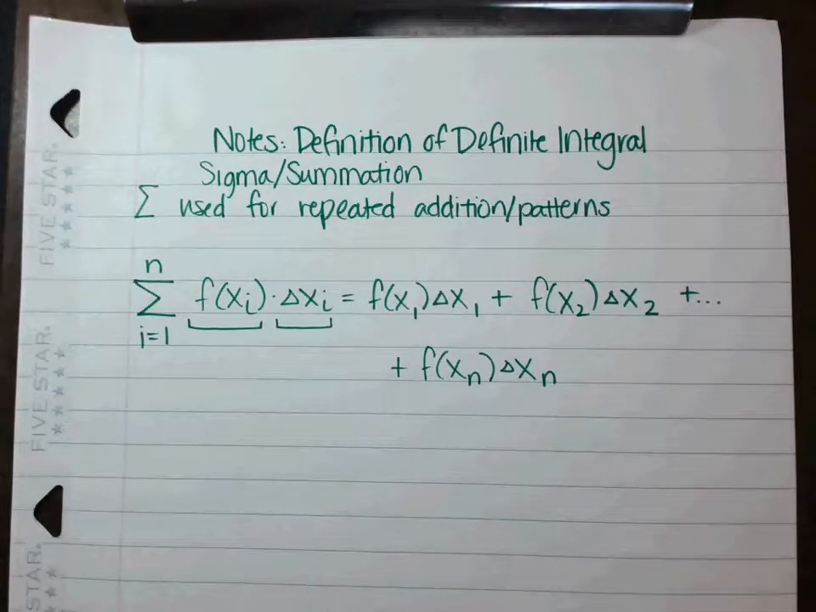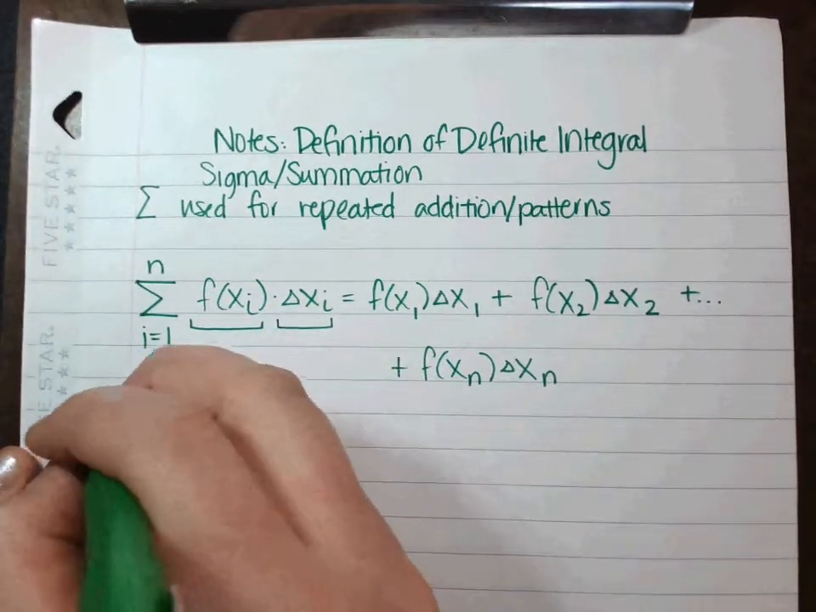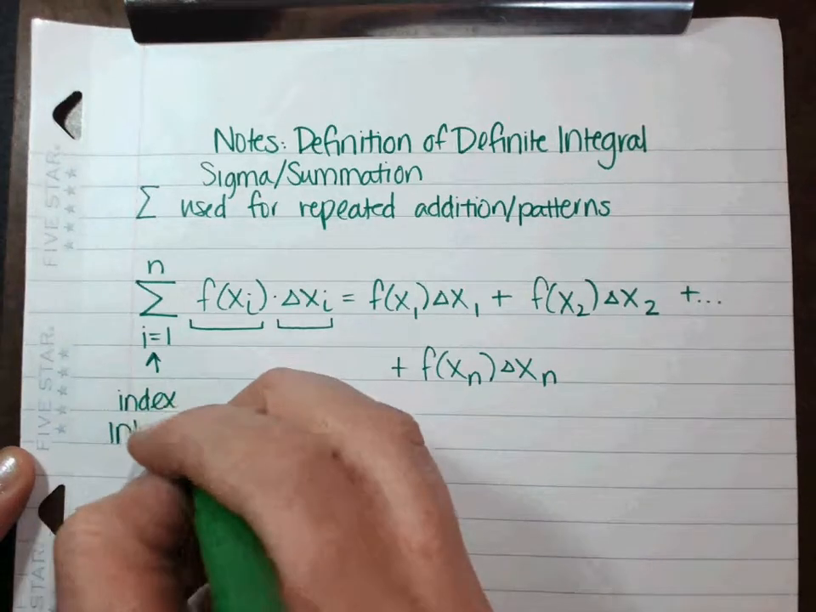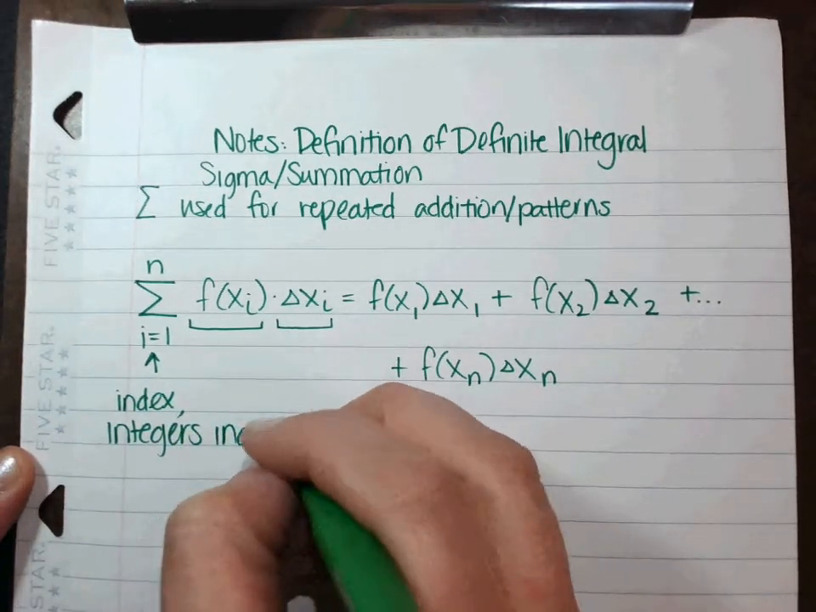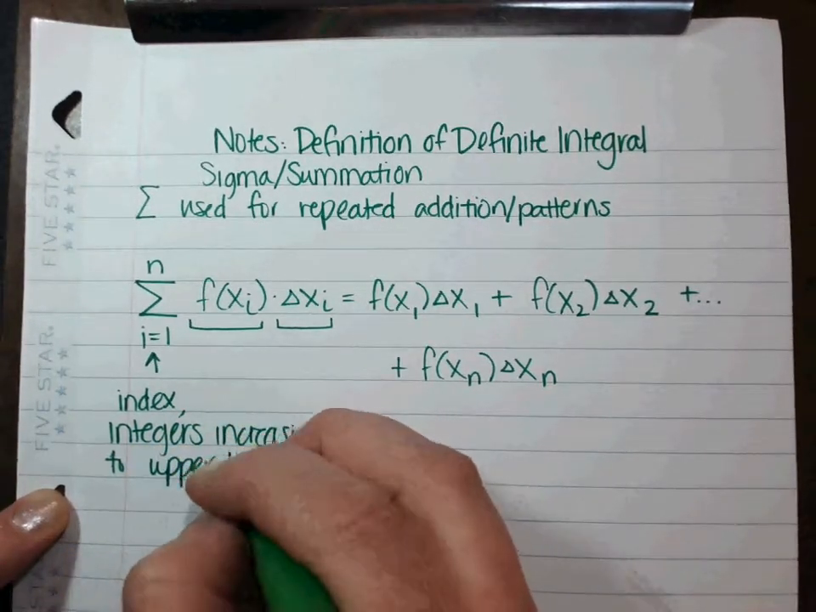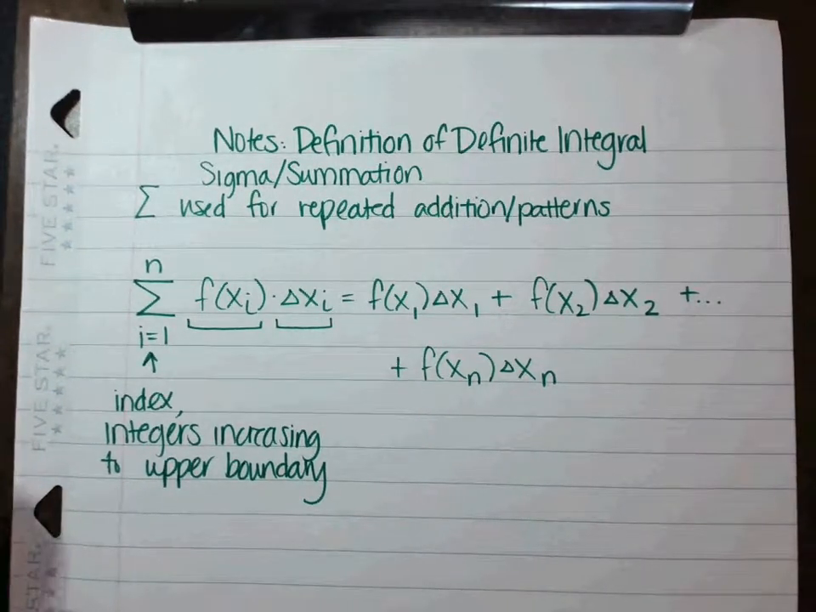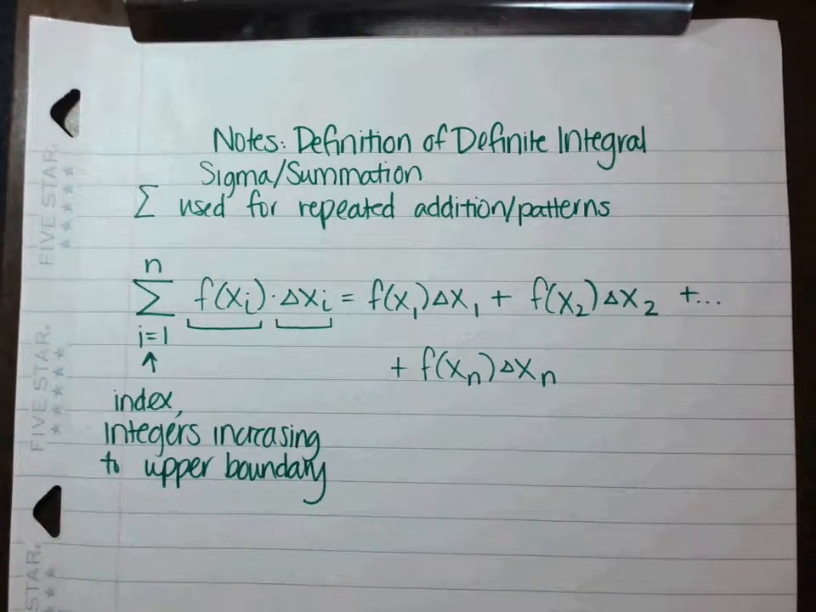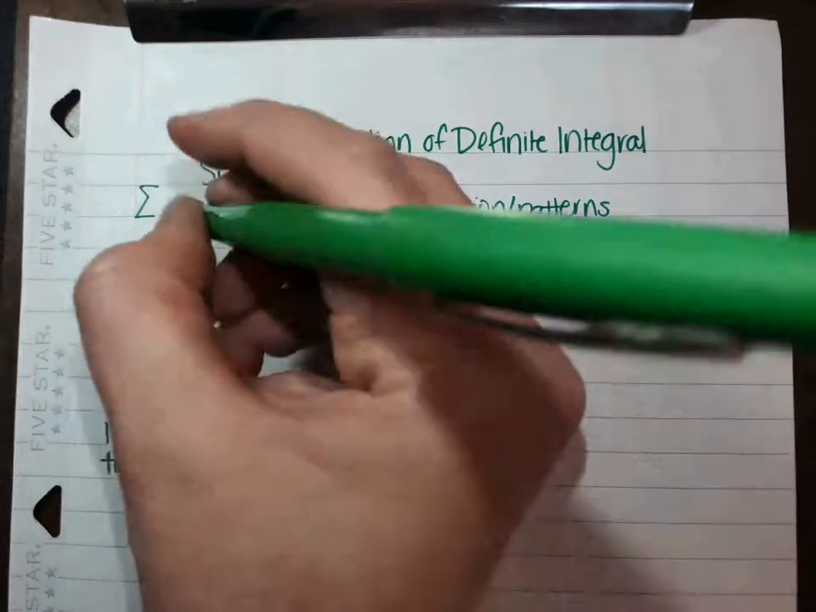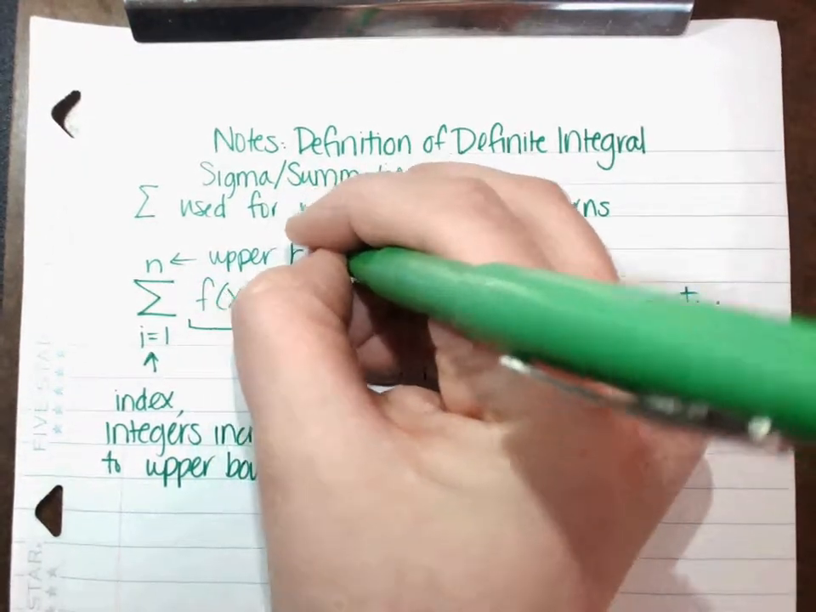Okay, so I'm going to label some parts for you. So here's kind of what's going on. Your i is called the index. Okay, and your index is going to be integers increasing to the upper boundary. Now, integers are like whole numbers, so like 1, 2, 3, 4, 5, 6, 7, 8, 9, 10. Okay, now whatever n is, that's your upper boundary.